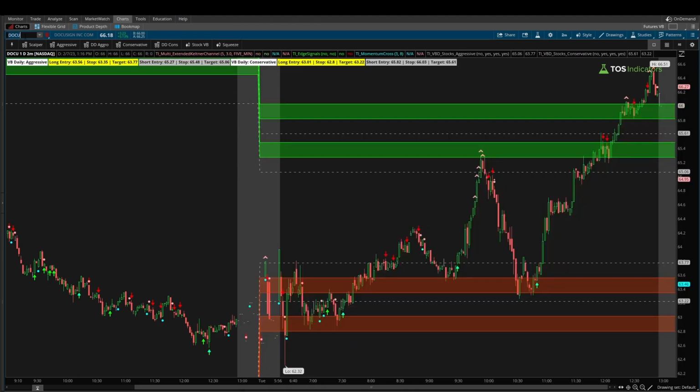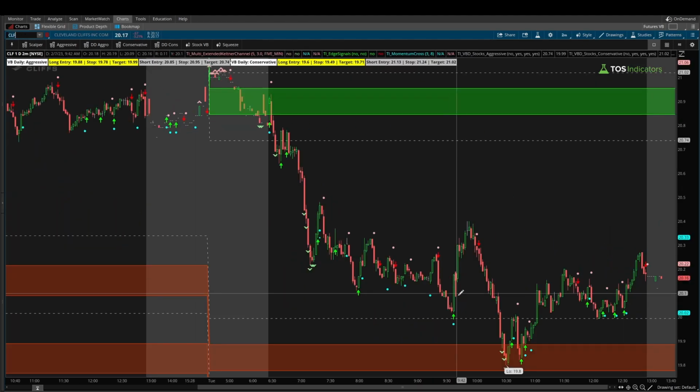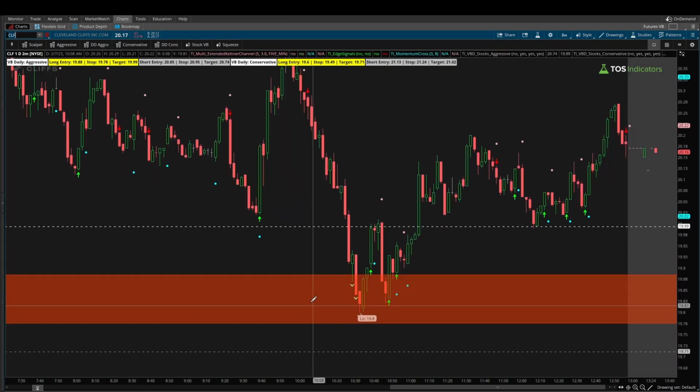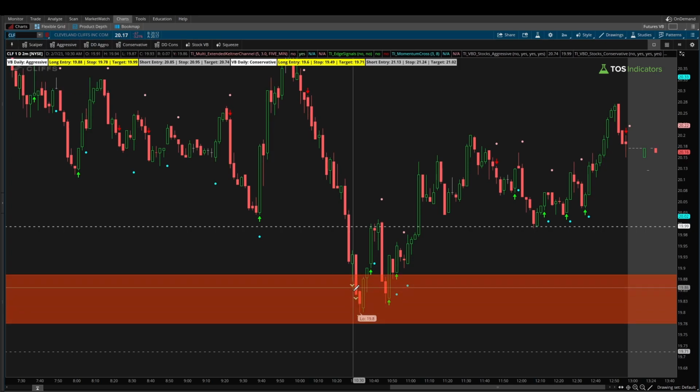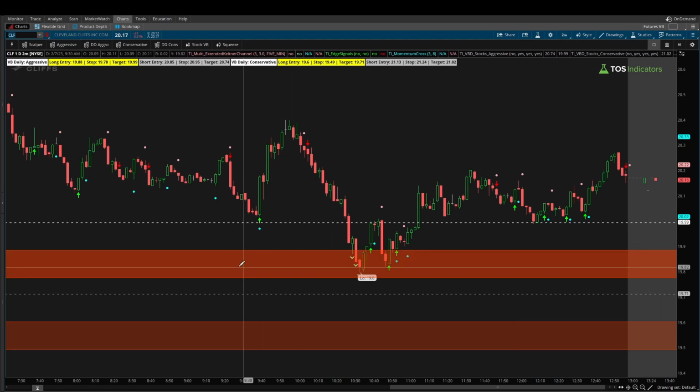Next up on the list, Cleveland Cliffs. This was a nice setup where we had a long side opportunity towards the tail end of the day here. We have price action breach our volatility box zones. We have Keltner channel wedges, but we only had 3 here. 1, 2, 3, and none hiding even behind this bubble. So a little bit less on that perfect scale, but gives you an idea of 3 Keltner channel wedges.